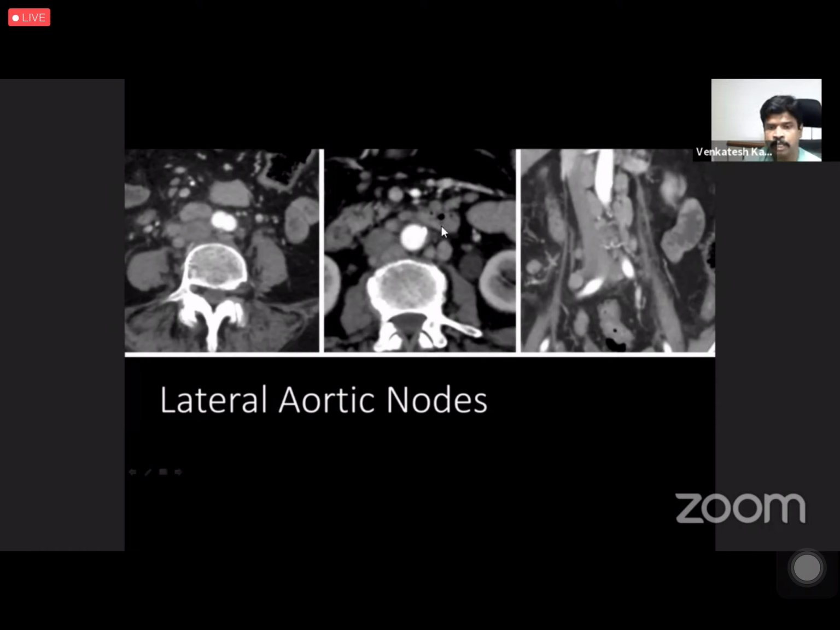And when you see the lymph node which is along the left side of the aorta, they are the left lateral aortic group of the lymph nodes. So this is the coronal image which demonstrates that the multiple enlarged lymph nodes along the left lateral aortic group of lymph nodes are enlarged. The coronal section demonstrates those findings.